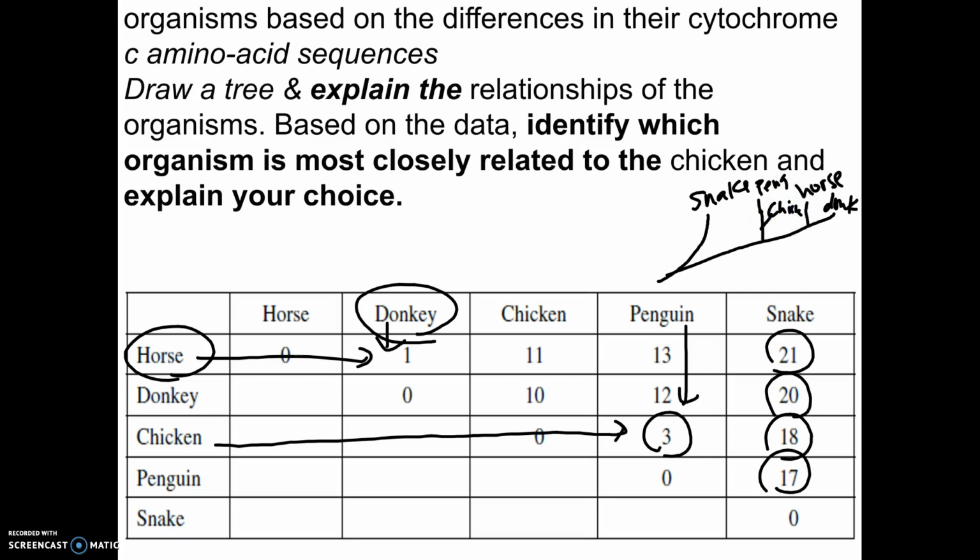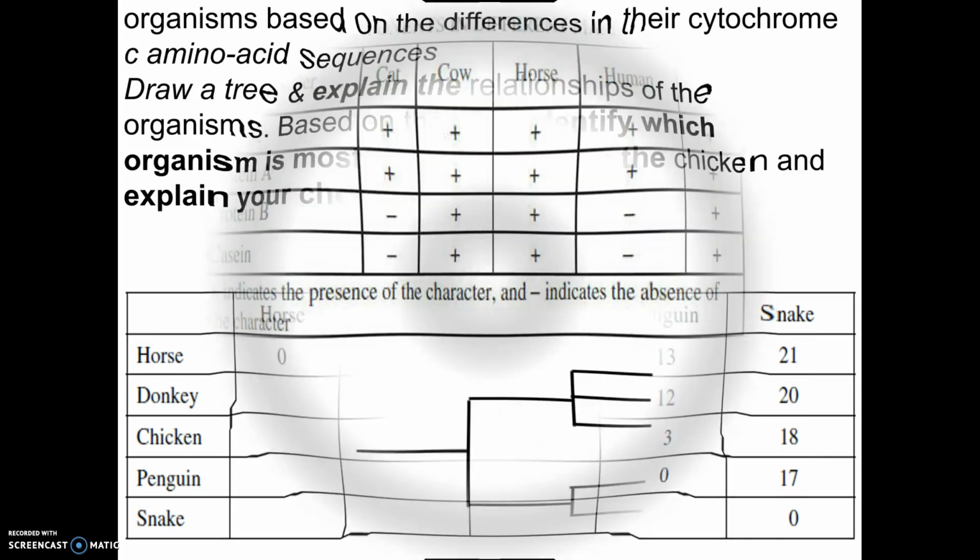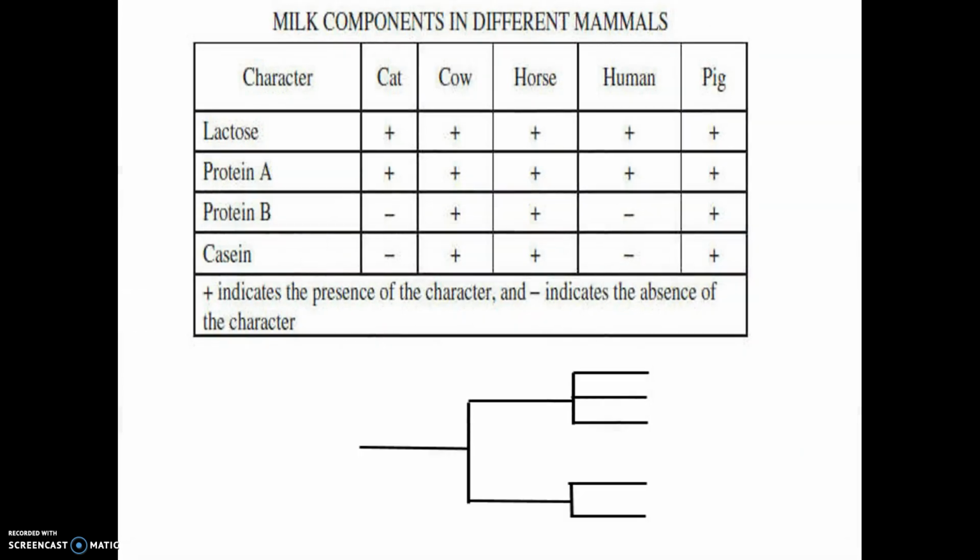It didn't have to be straight. It didn't have to go exactly that way. But as long as it somehow showed that the snake was further away and that the penguin and the chicken were close to one another and the horse and the donkey were close to one another, you got credit for it. This is another one that was just a couple of years ago.